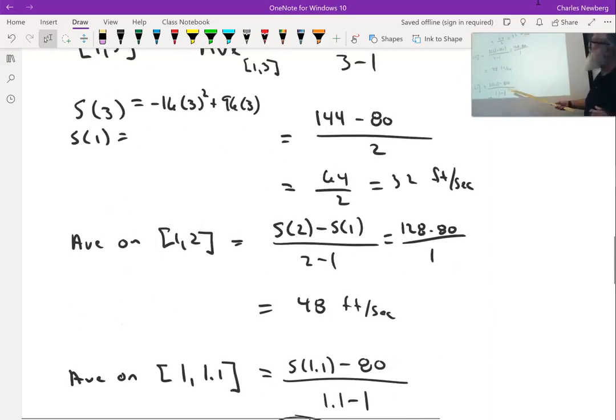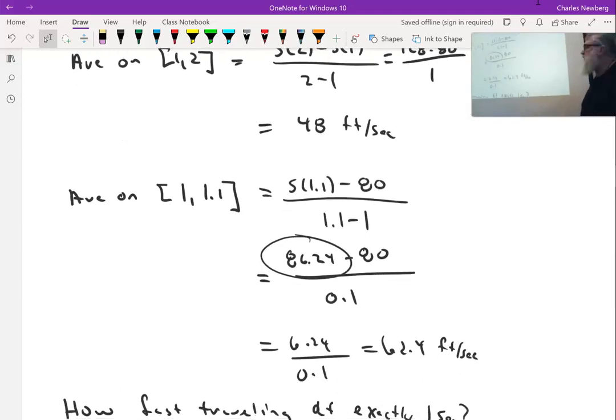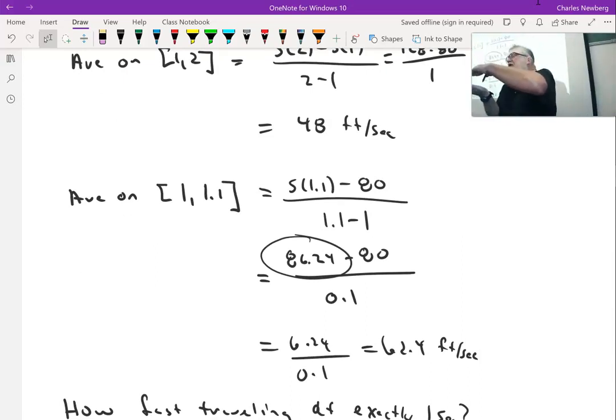And then we did from 1 to 2, and we found that to be 48 feet per second. So this is all stuff we did last class. Then we did from 1 to 1.1, and we came up with it being 62.4. Notice that average velocity, average speed is going up. Why is it going up? Because we're looking at a smaller time interval, closer to when we launched the rocket.